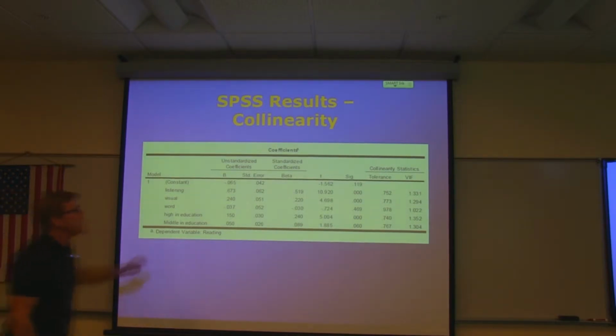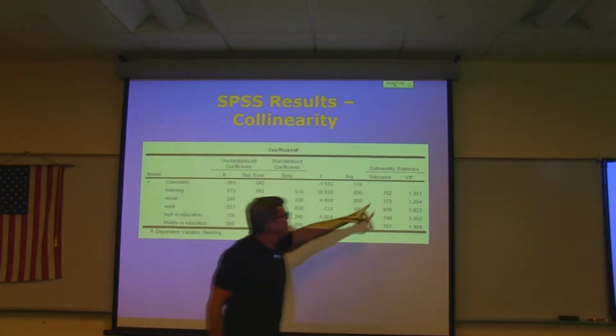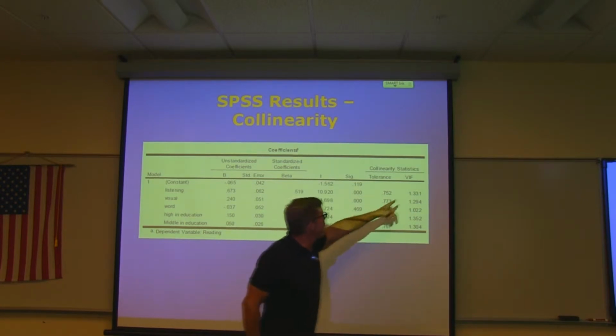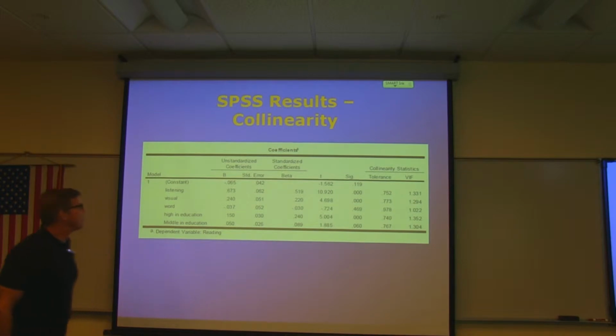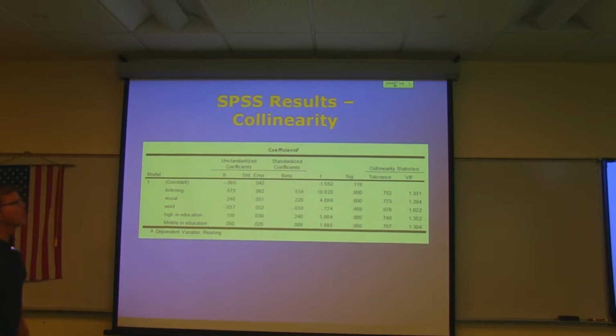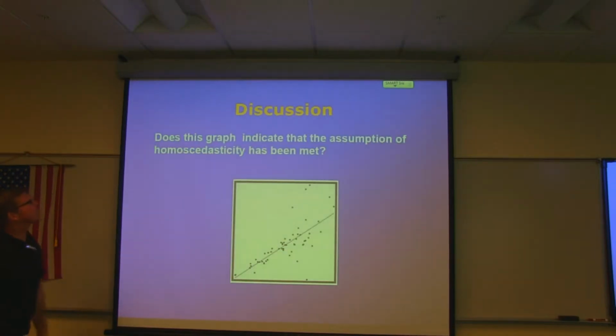Collinearity, and these are collinearity diagnostics. As we see, both tolerance and variance inflation factors are within the acceptable limits. So we are good on collinearity. We are satisfying the necessary assumptions.